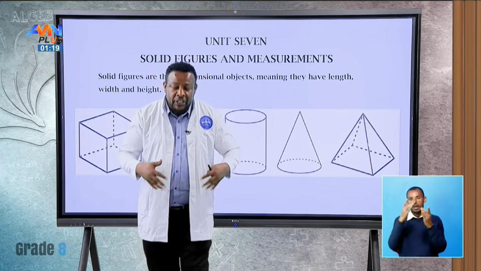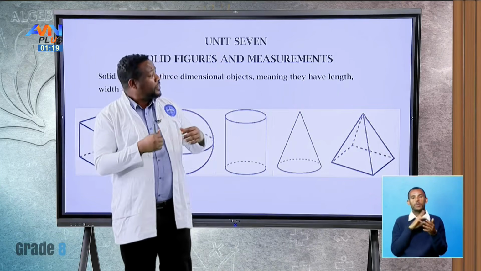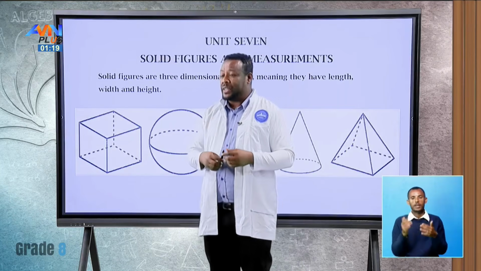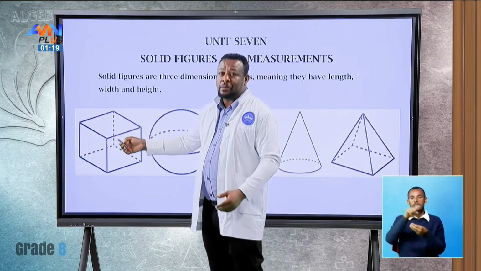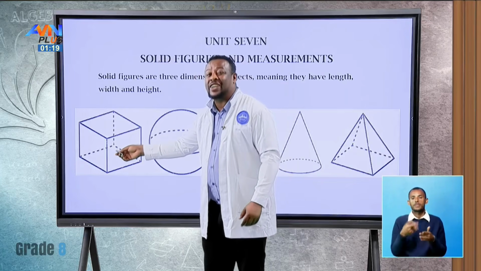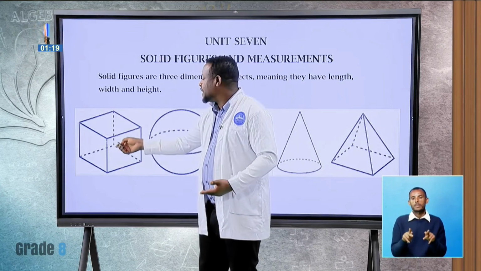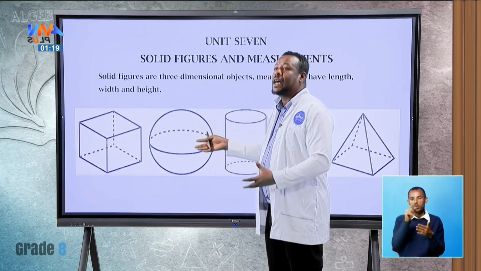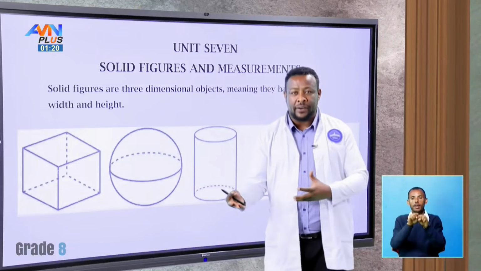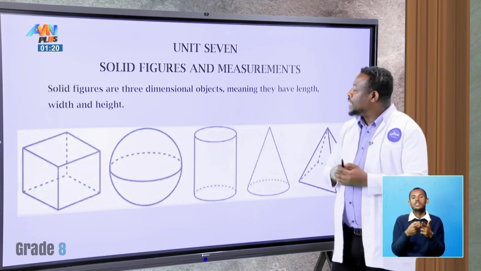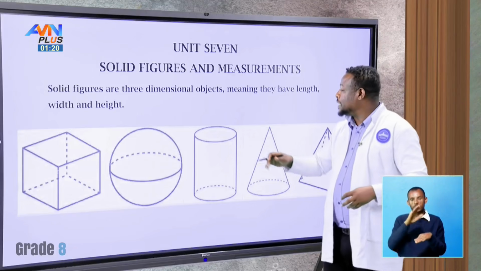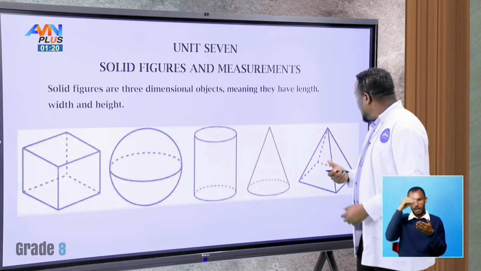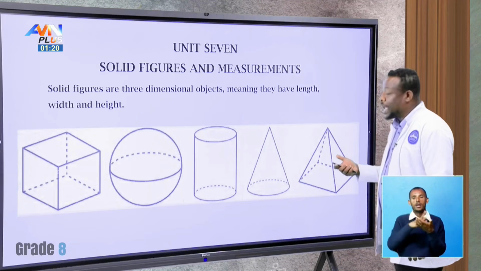Out of these, we will be focusing on 5 solid figures. The first solid figure that we will discuss is the prism. The second solid figure that you can see here is a sphere. The third solid figure that we will discuss in this unit is a cylinder. The fourth one is a cone. And lastly, we will see a pyramid.